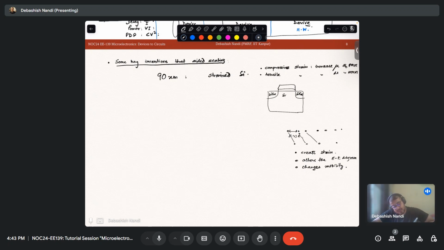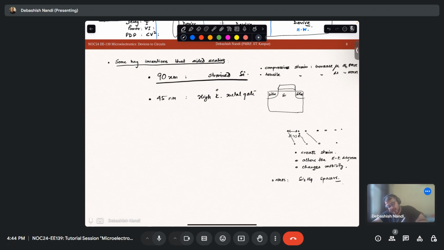For the NMOS case, silicon nitride spacers were used. Okay, so this is one key invention you should be aware of. Another one is 45 nanometer. They introduced high K metal gate, or high K dielectric metal gate.